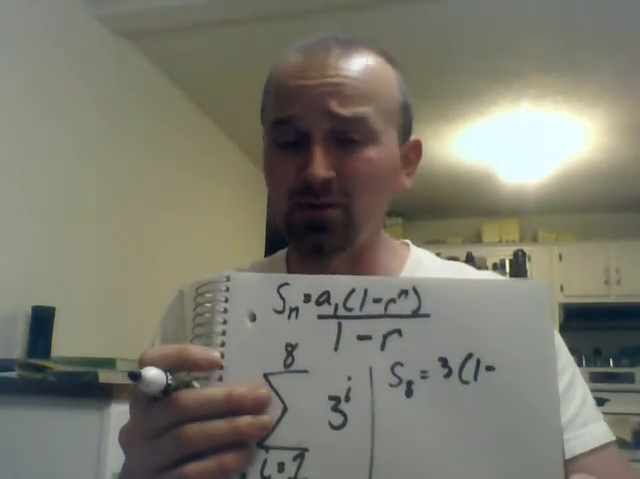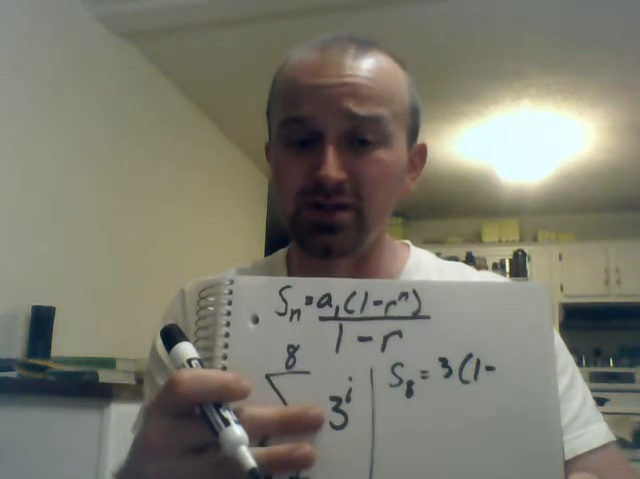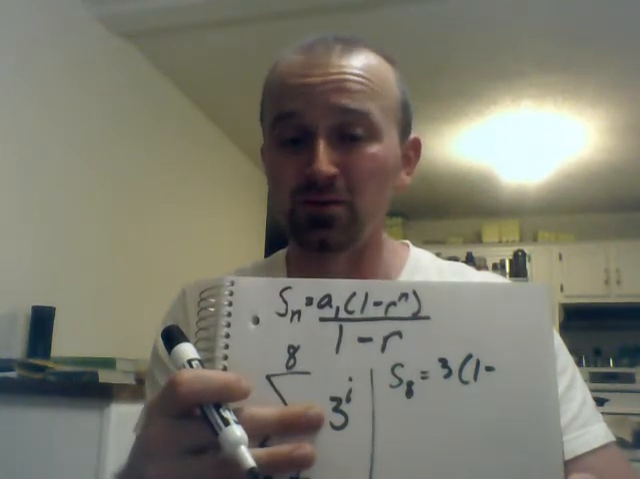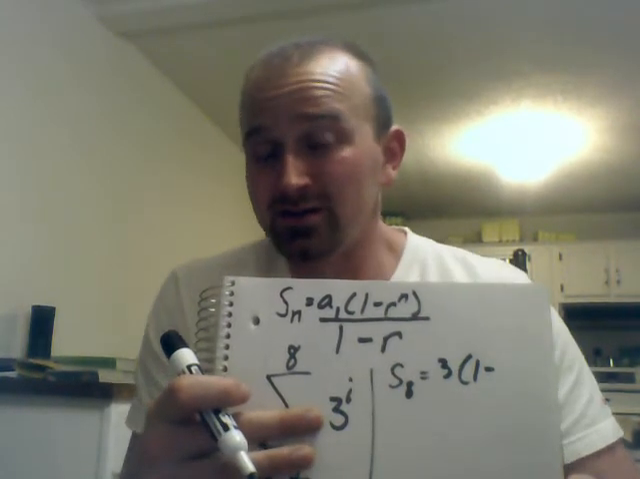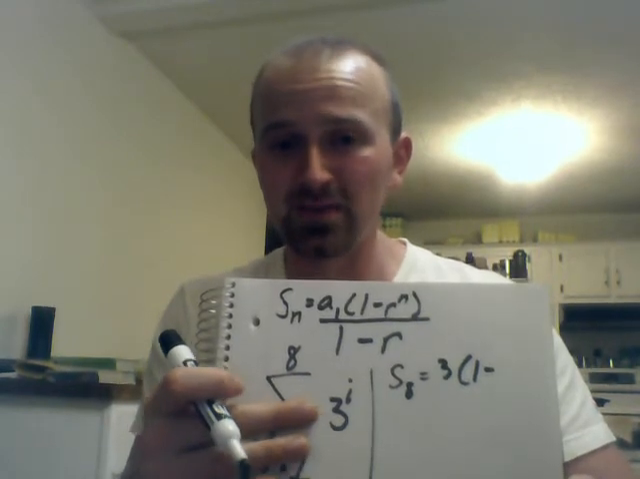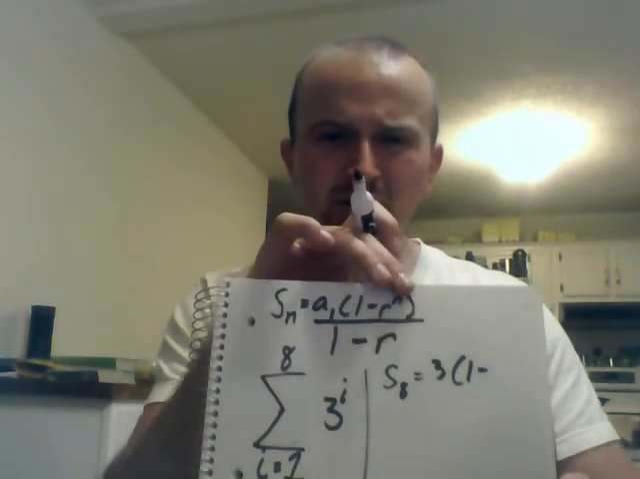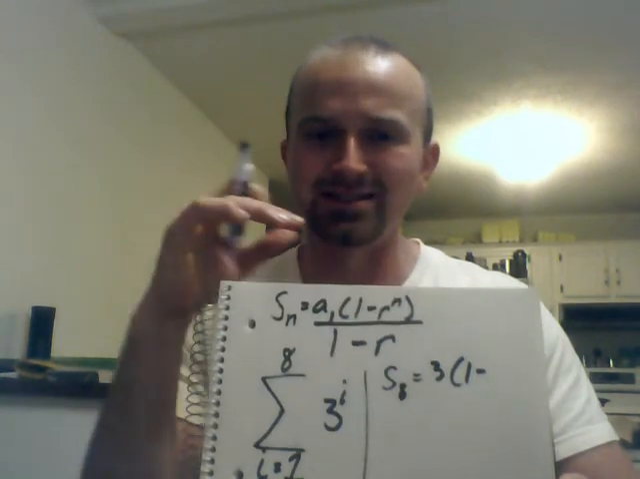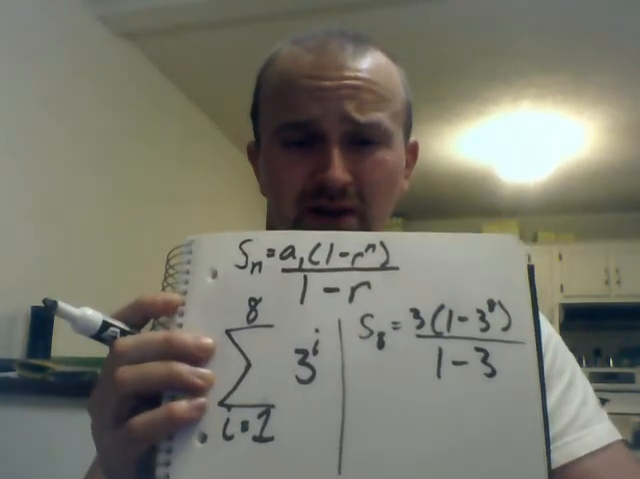Next, we got 1 minus r, okay? We haven't looked at any of this stuff yet. We might not know, but r is going to be whatever the base of your variable exponent is. So in this case, r is going to be 3. And then we are looking for r to the n up here, and we've already said that n is going to be 8, so the first 8 terms. So we're going to have 3 times 1 minus 3 to the 8, all over 1 minus 3. So here is the information we've got plugged in from the very beginning.